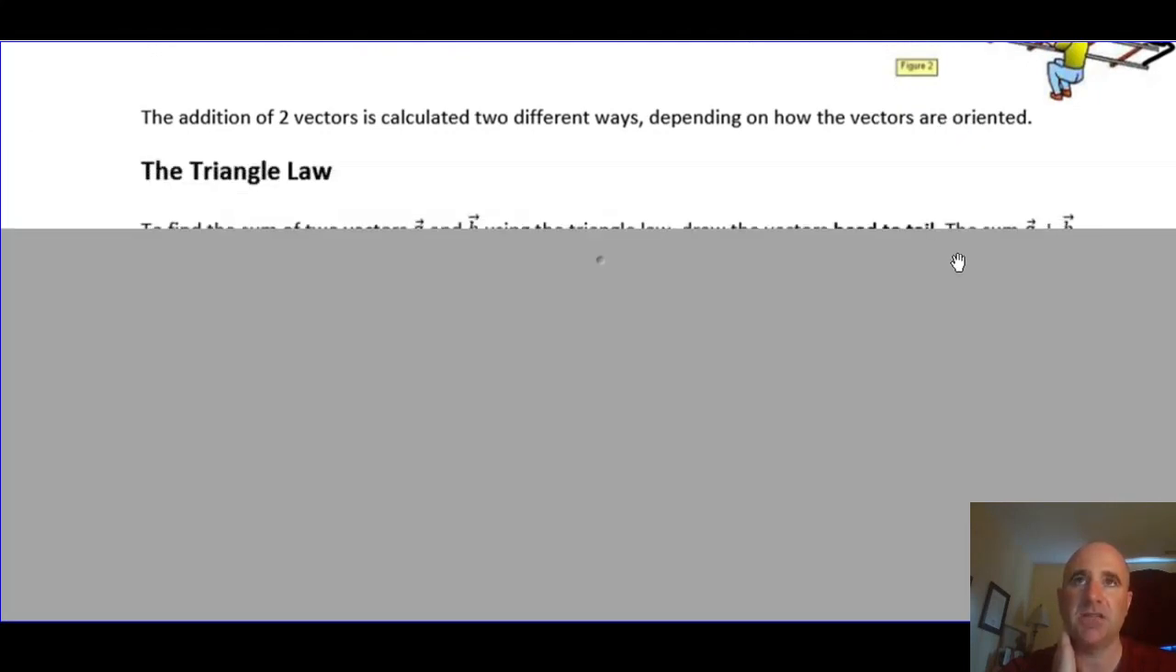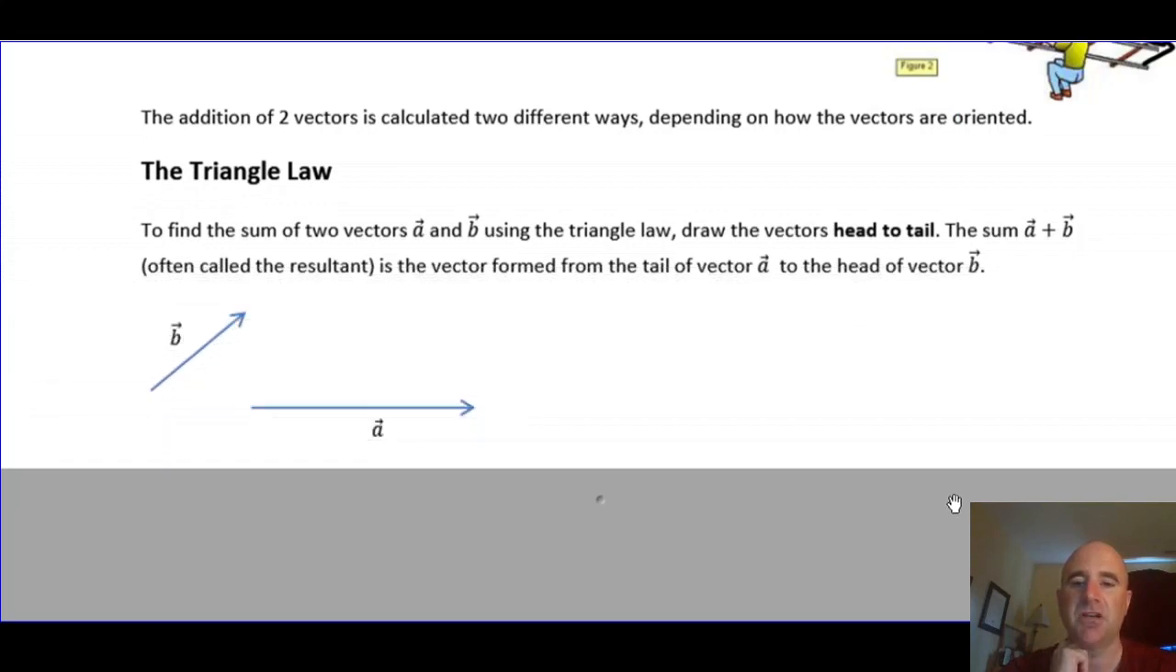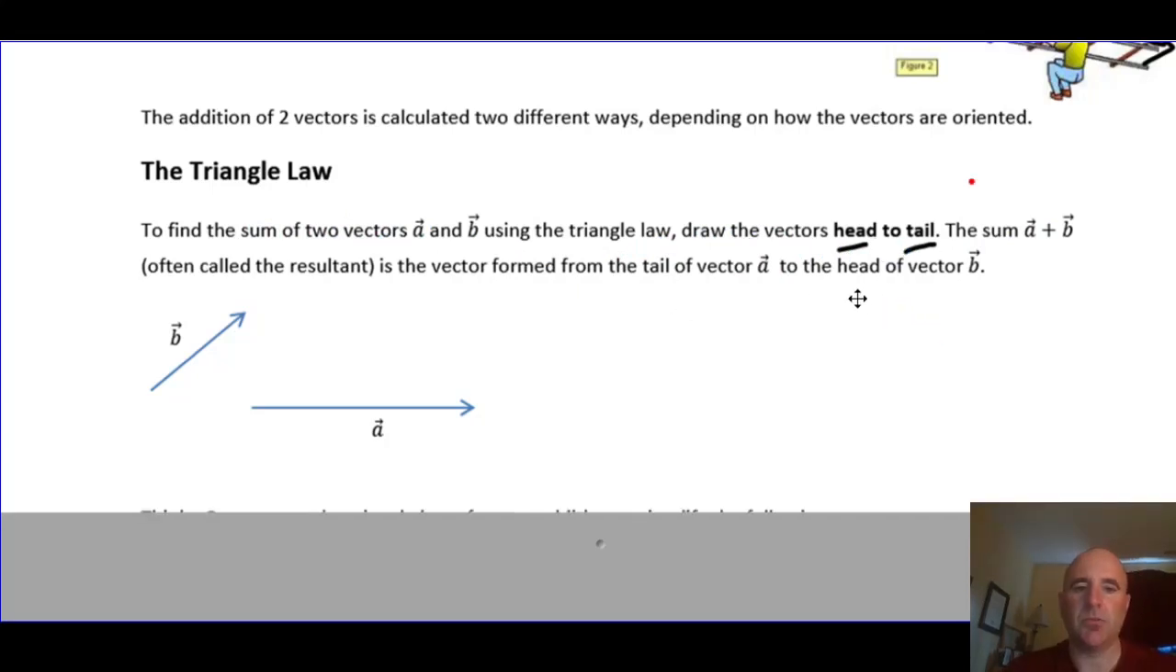The first way to add two vectors is called the triangle law. And here's the definition right here. To find the sum of two vectors A and B using the triangle law, draw the vectors head to tail. The sum A plus B, often called the resultant, is the vector formed from the tail of vector A to the head of vector B. So we're going to follow those instructions. A plus B is the vector formed from the tail of vector A to the head of vector B.